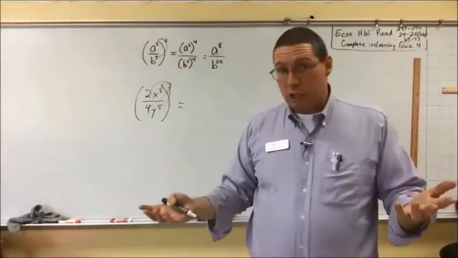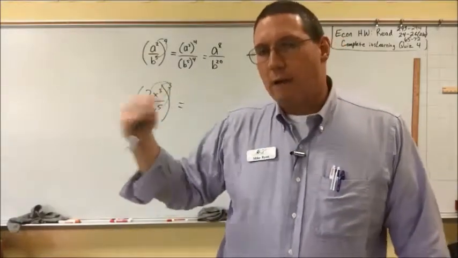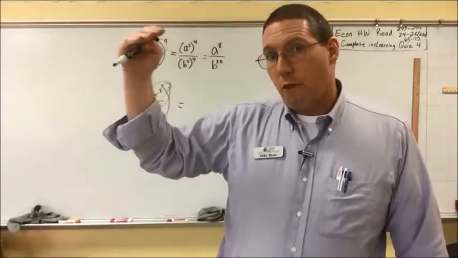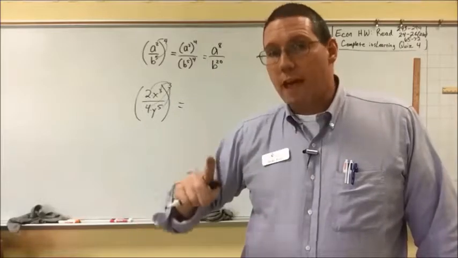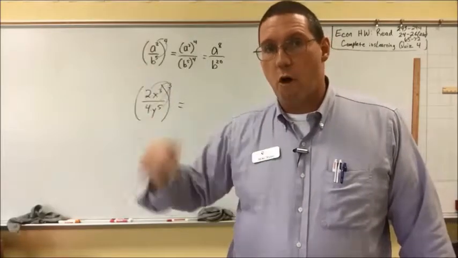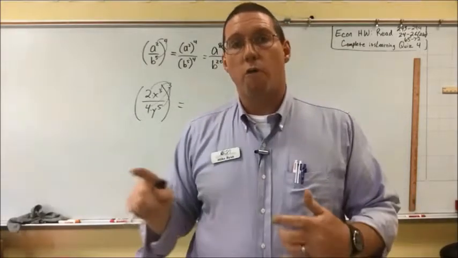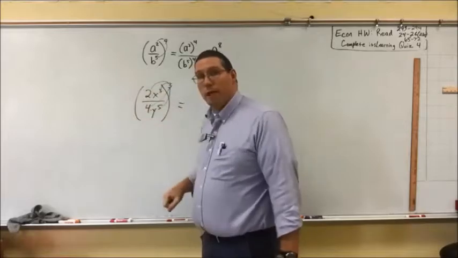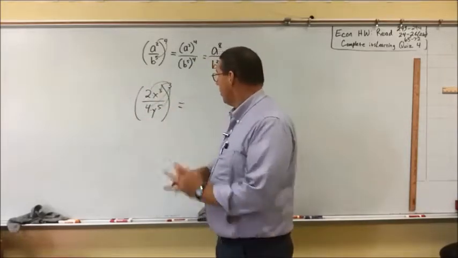That's because exponents do not live over addition and subtraction in the house of math. Exponents are on the 3rd floor. Addition and subtraction is on the 1st floor. You can't distribute exponents over addition and subtraction. You can only distribute exponents over multiplication and division. And that's all we have in here is multiplication and division. Therefore, we can distribute the exponent.